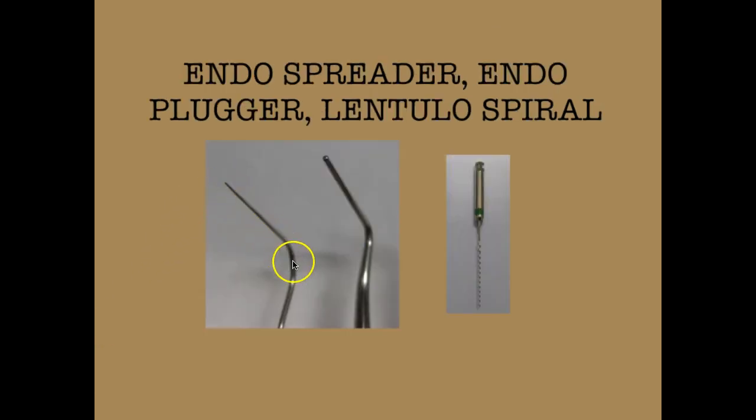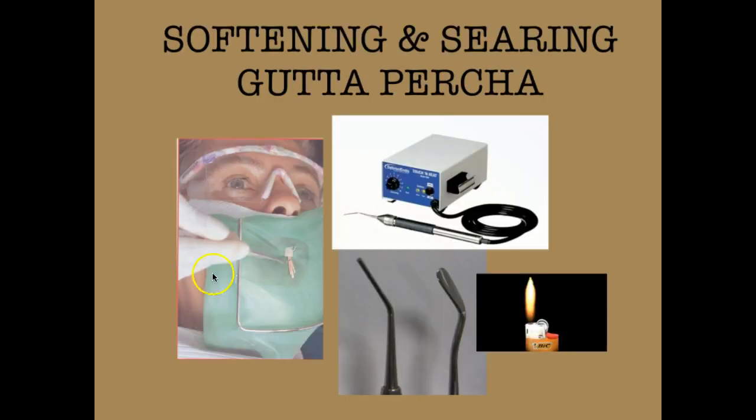So to make sure that the canal is full, they could use an endo spreader to laterally condense the gutta percha. They might use an endo plugger to actually pack the material firmly into the canal, and a Lentulo spiral would be used to place sealer. And usually the sealer is placed first, and then the endo spreader and endo plugger is used when the gutta percha is placed. Now, you can see here gutta percha is usually a little longer than the tooth. This is quite a bit longer, but usually they're not quite that long.